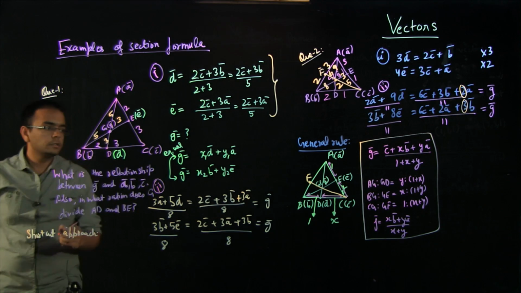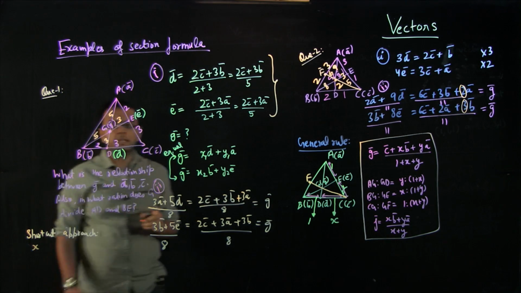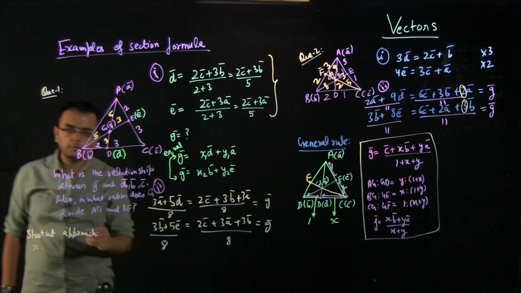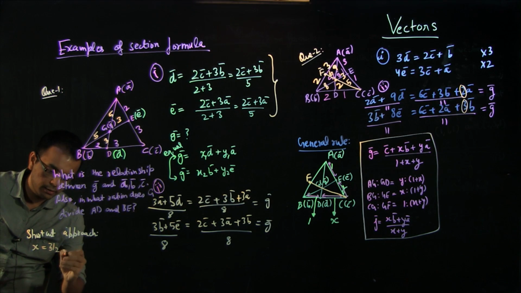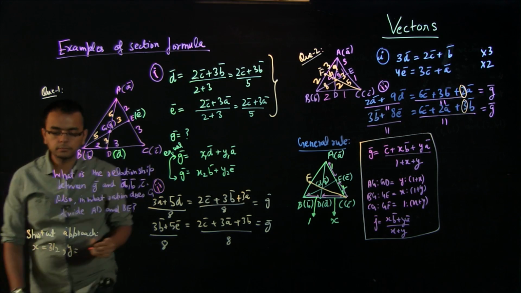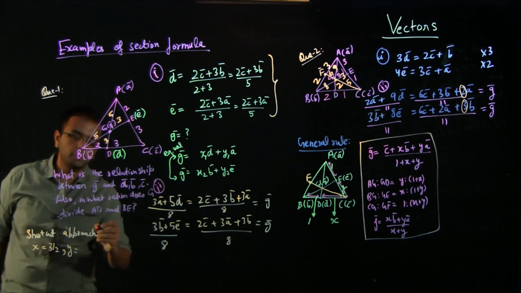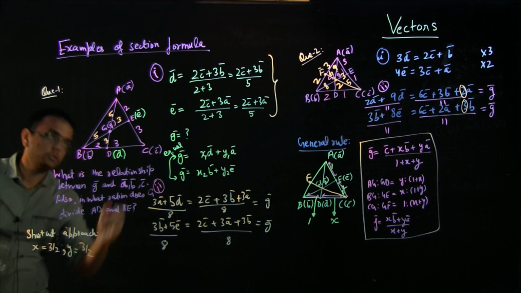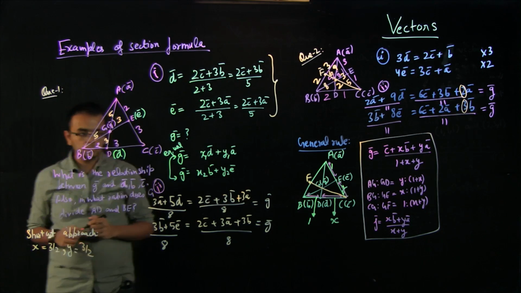Shortcut approach. So what does x mean in this case? I want to make it 1, so x would become 3 by 2, right, and y would become 3 by 2 also, because I want to make this to be 1, so I'll just divide it, so it will become 3 by 2.